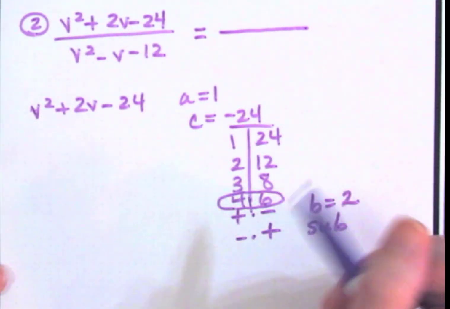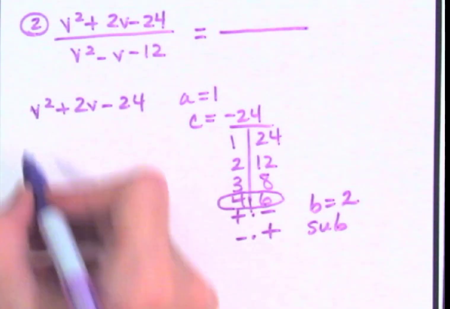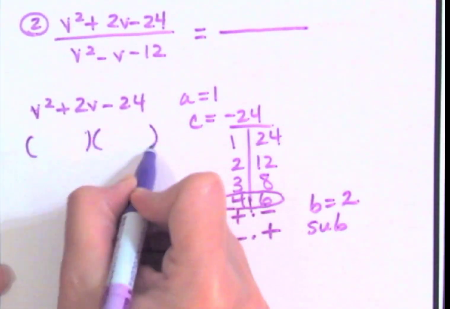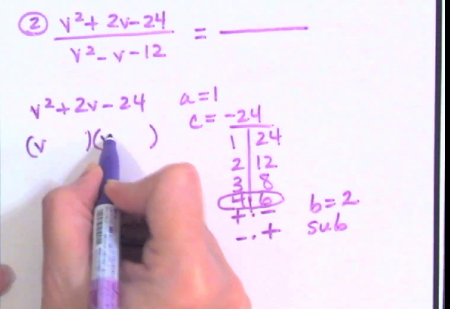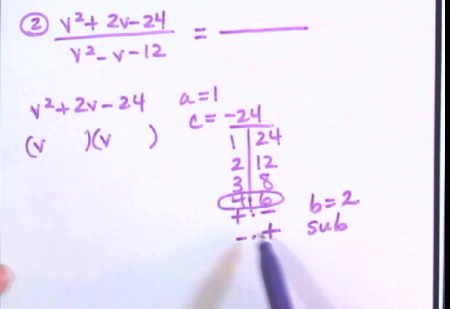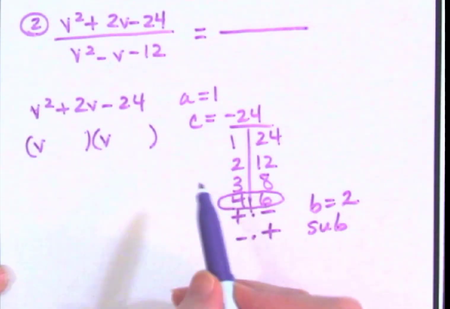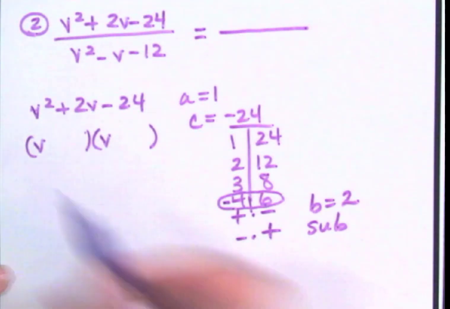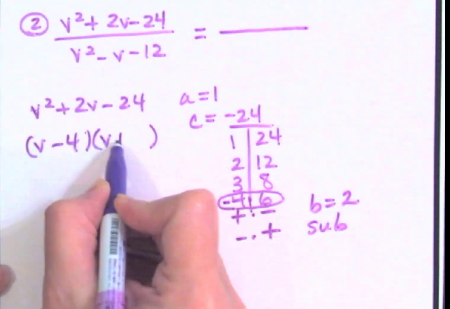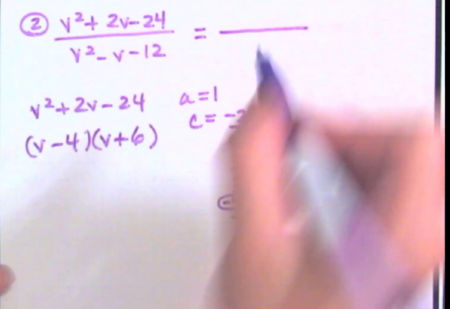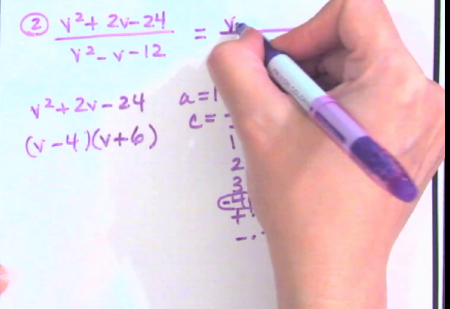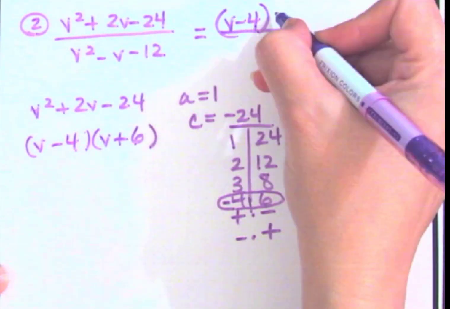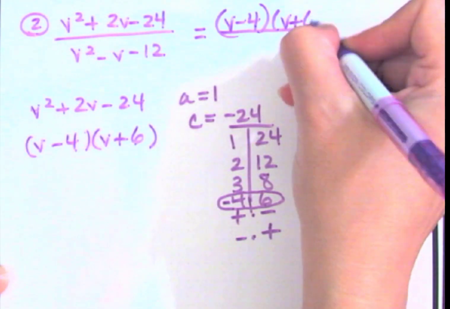So I'm going to put those in my parentheses. We know that's going to factor into 2 binomials. And different signs, I need to get a positive 2, so my smaller number is going to be negative. So v minus 4, v plus 6. And it doesn't matter which factor you write first because of the commutative property.